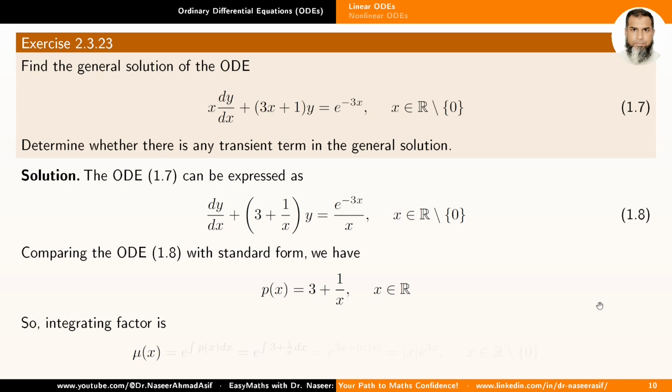So the integrating factor is mu of x is equal to exponential of integral of p of x dx, which is equal to exponential of integral of 3 plus 1 over x dx, which is equal to exponential of 3x plus log of absolute x. So mu of x is equal to absolute x into exponential of 3x where x belongs to R other than 0.